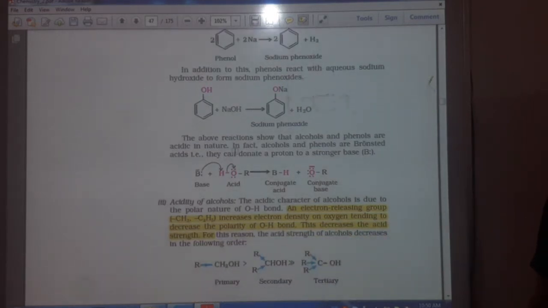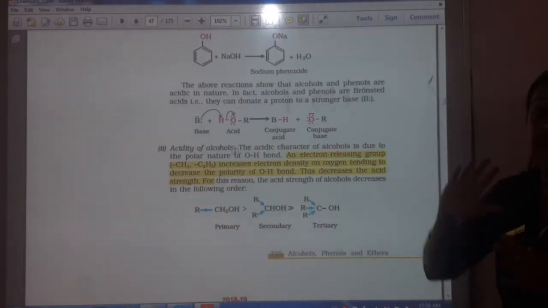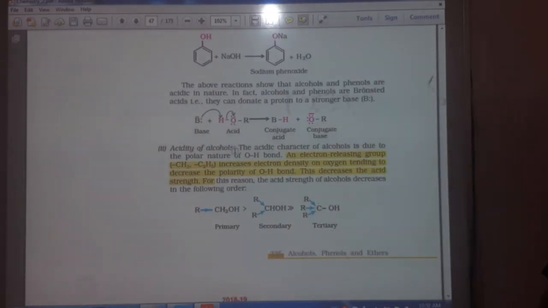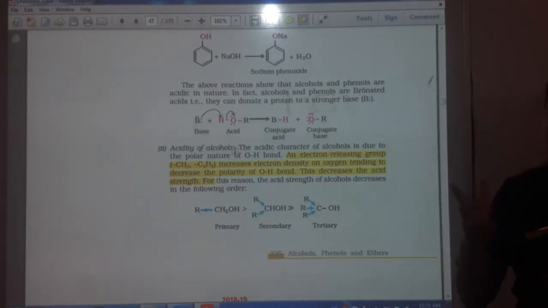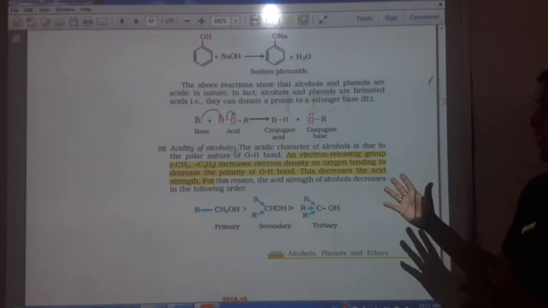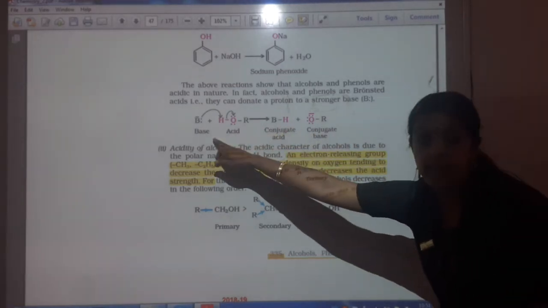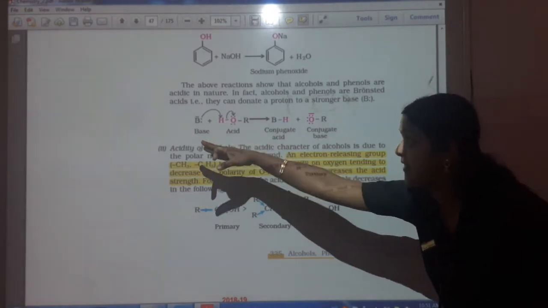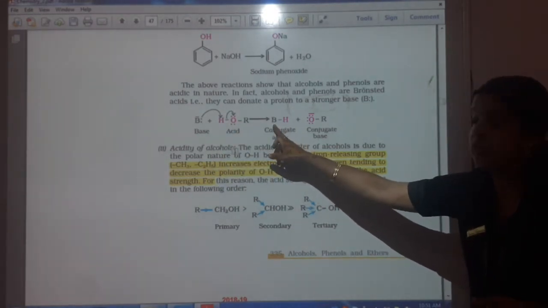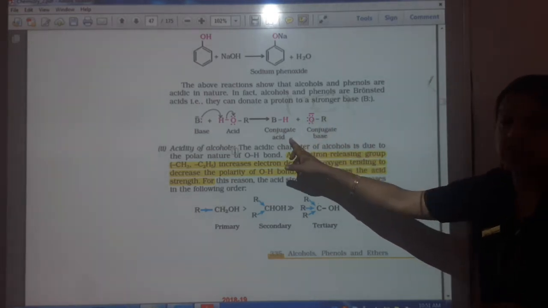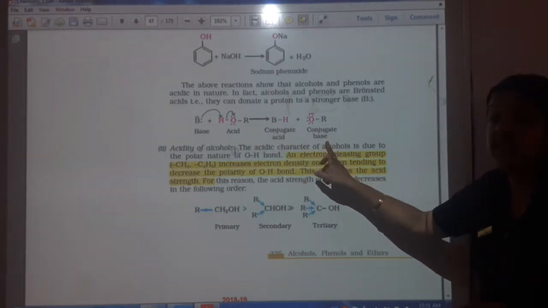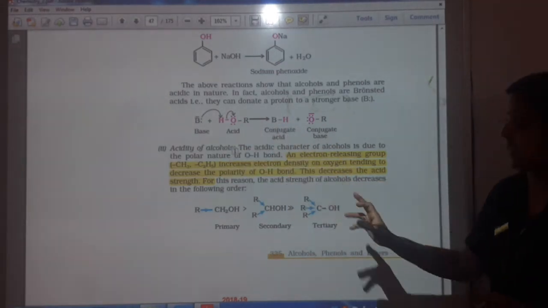Now these reactions show that alcohols and phenols are acidic in nature, because you know what an acid is? An acid should be a proton donor. And in fact, we know these both are Bronsted acids because they can easily donate a proton. A hydrogen atom or hydrogen ion is being donated very easily. So when a base reacts with an alcohol, hydrogen is removed and gets connected with the base, and you get RO minus, which is called a conjugate base, and a conjugate acid. An acid becomes a conjugate base, a base becomes a conjugate acid.